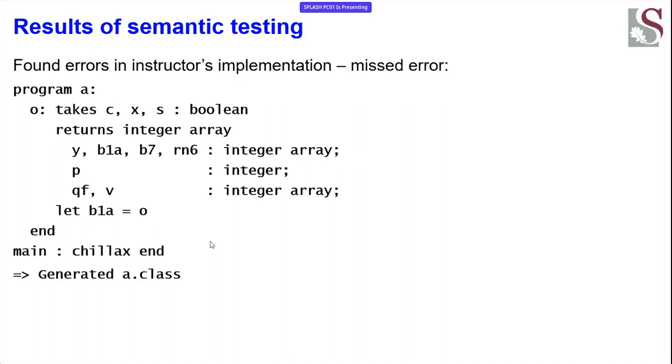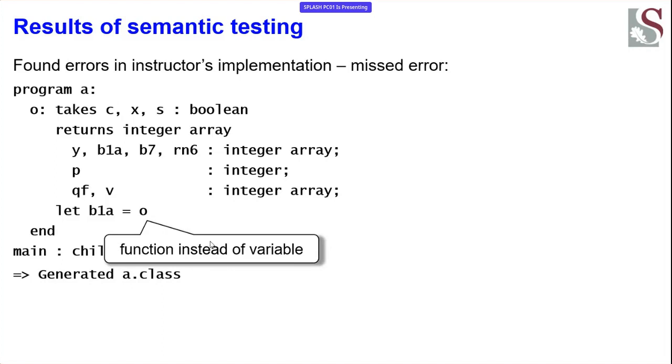This is like a standard Pascal-like language. There's a typing error in B1A? Yes. All right. So B1A is an integer array variable, and it's being assigned a function that returns an integer array. But that is a function instead of a value. So the instructor's compiler eats this up and produces a class file that then duly crashes. But we can generate a test case, and this is not even a reduced test case, that finds this.